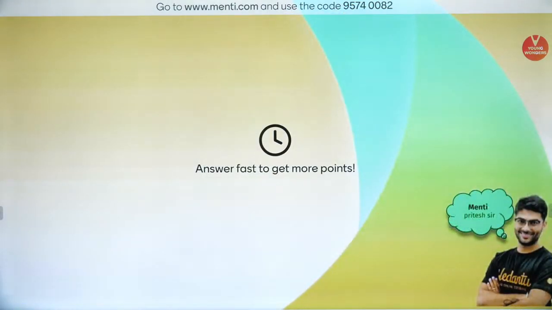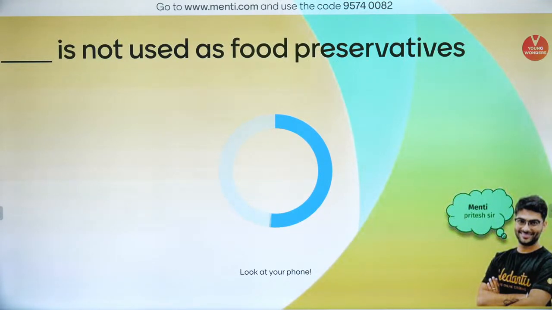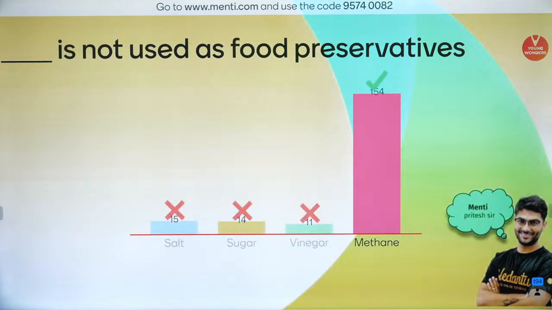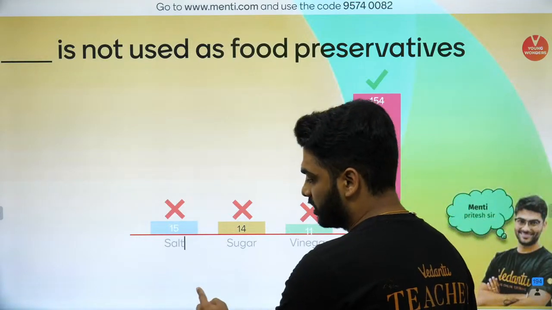Let's start the menti, guys. Super easy questions. Here is the first one. Dash is not used as a food preservative. Salt, sugar, vinegar, methane. What is not used as a food preservative? Very easy. Do not forget the word not. Okay, so the answer is methane. Methane is a gas. It is used as a fuel, but not as a food preservative. Salt, sugar, vinegar, oil, all of them are used as a food preservative.